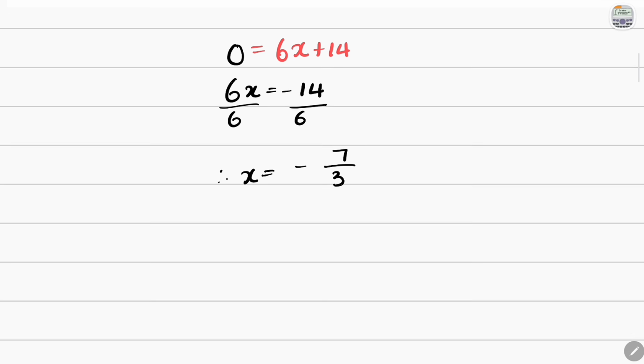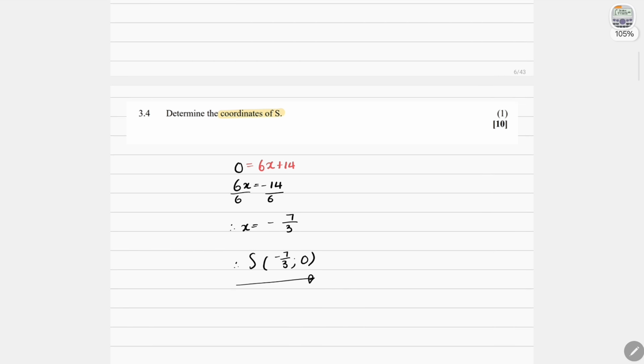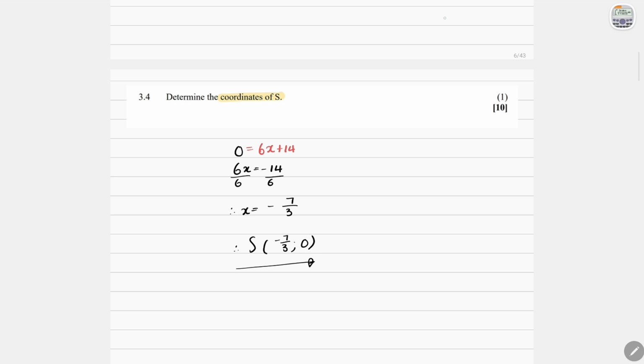So the coordinates of s, because it's an x-intercept and y is equal to 0, the x value is negative 7 over 3, and the y value is 0, and that is our answer. And that is it for question 3.